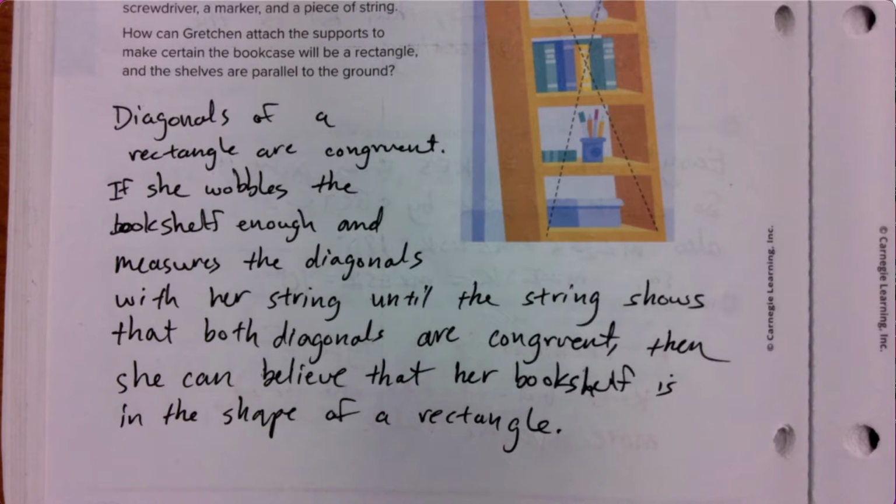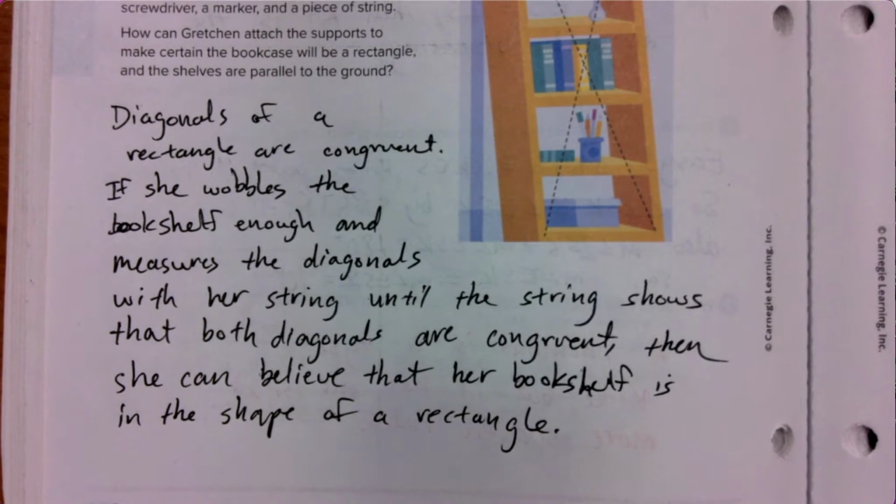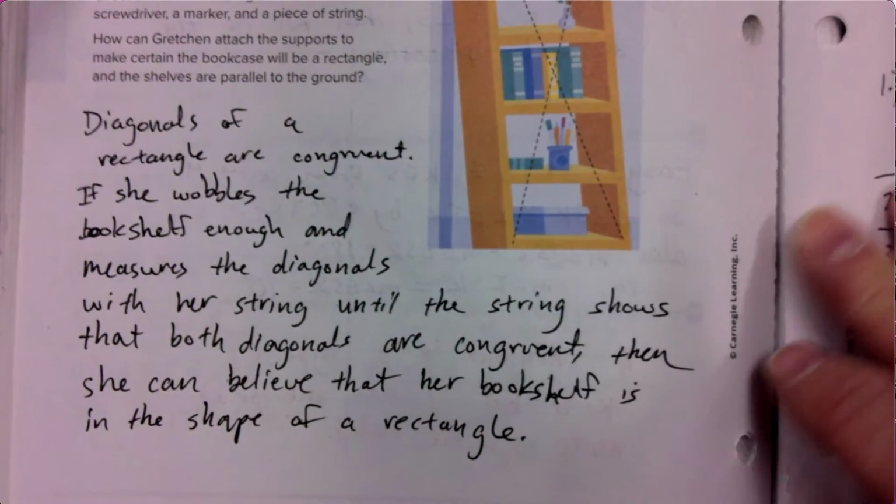Well, the diagonals of a rectangle are congruent. And if she wobbles the bookshelf just enough and measures the diagonals with her string until the string shows that both diagonals are congruent, then she can believe that her bookshelf is in the shape of a rectangle.